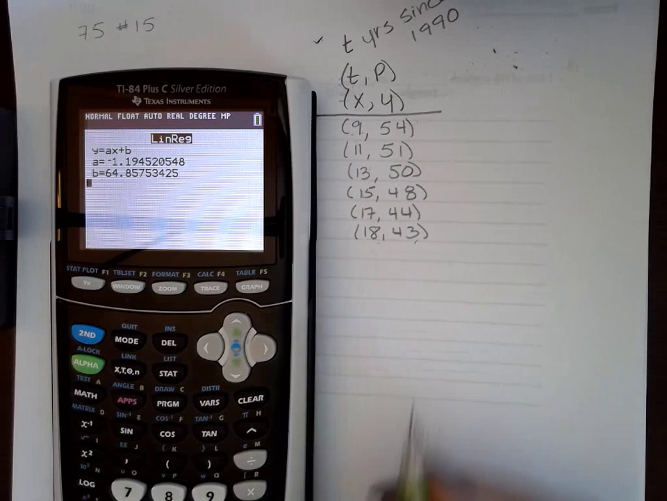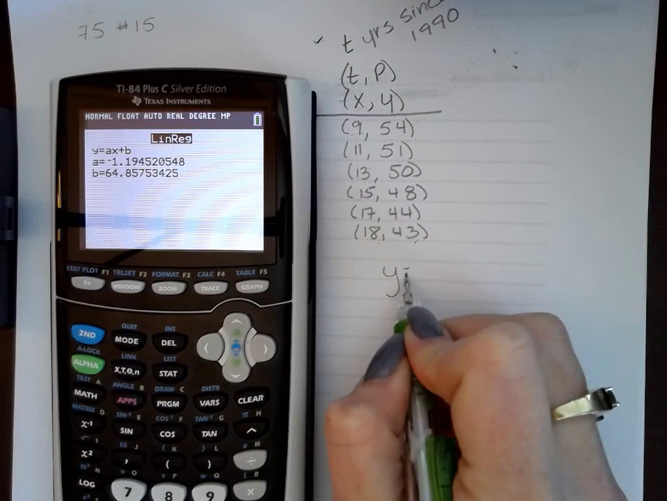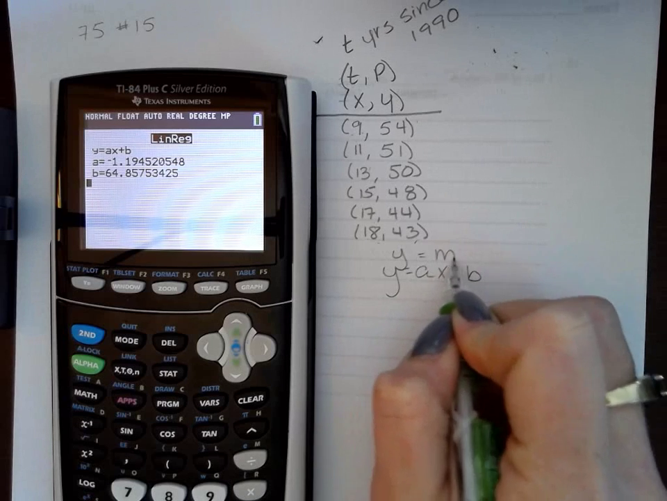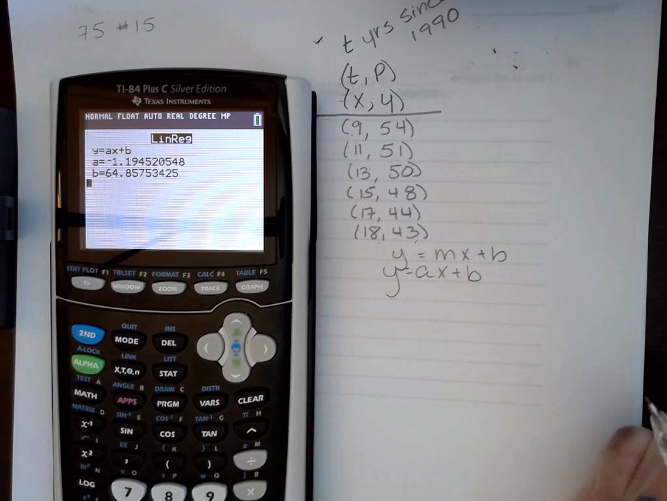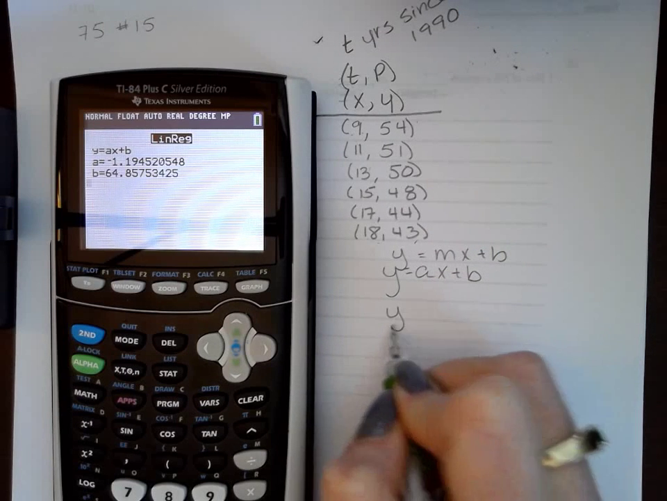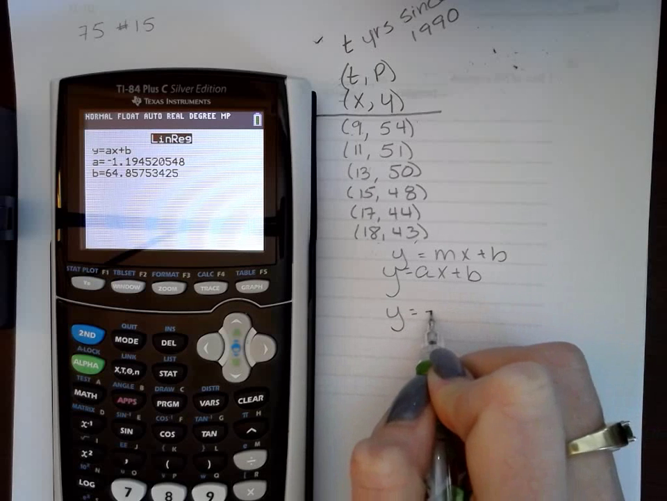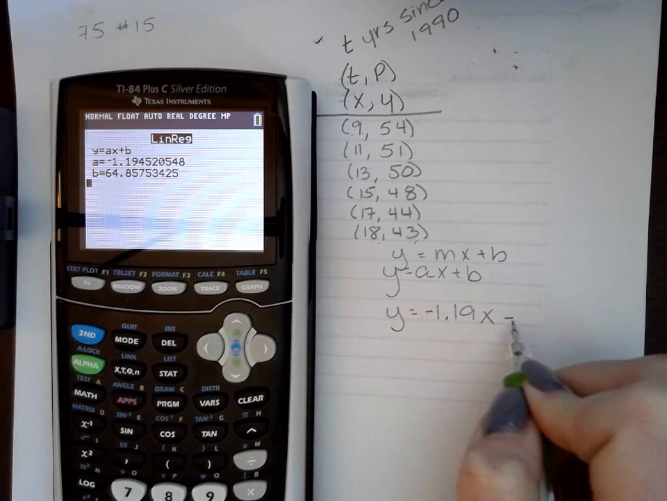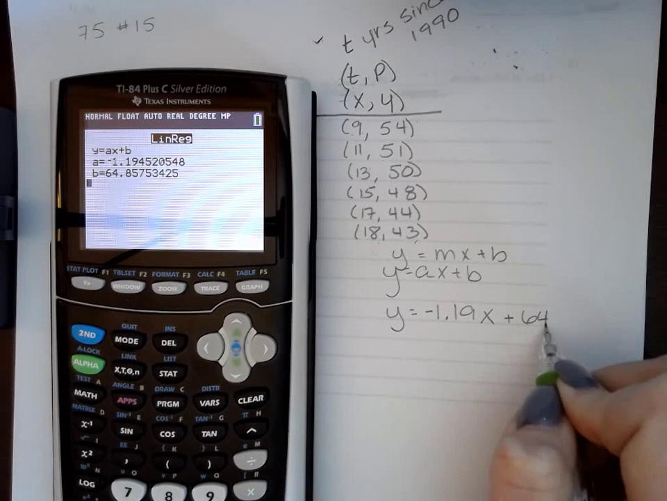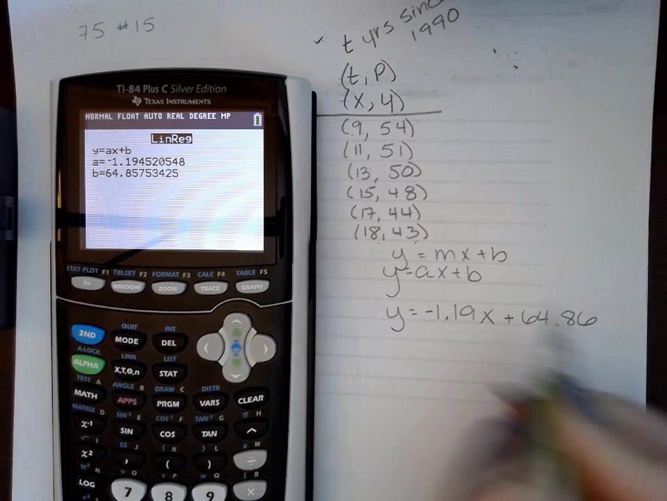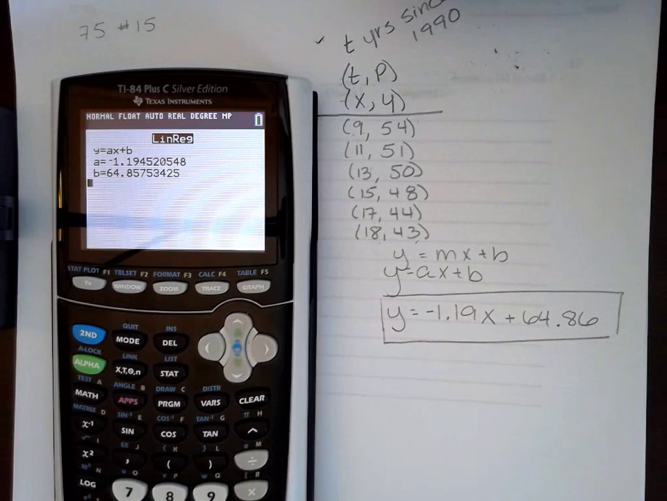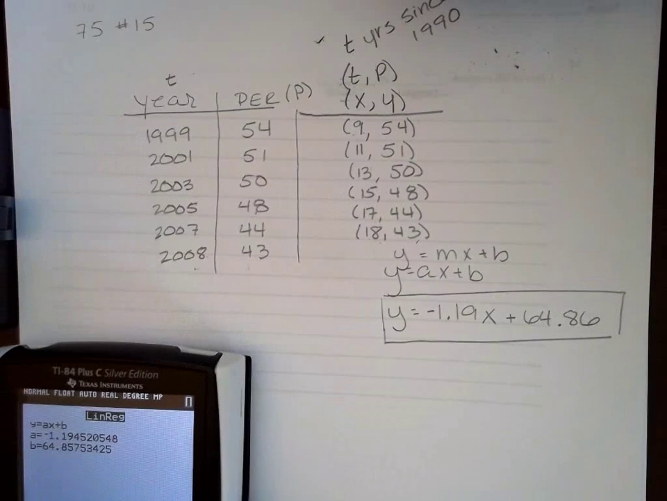And what it does is it gives us an equation that they say is in the form y equals ax plus b, which is very similar to our linear model, mx plus b. And we substitute a in. So we say that y is equal to negative 1.19x plus 64.86. And that is a model for the data that was given to us in the table.